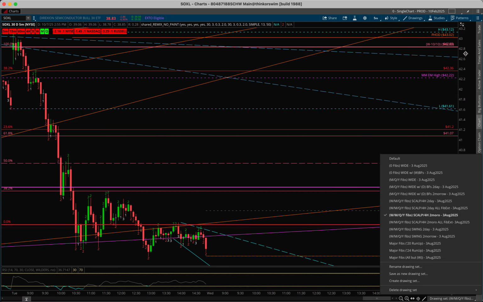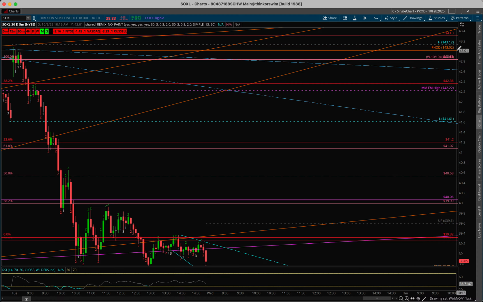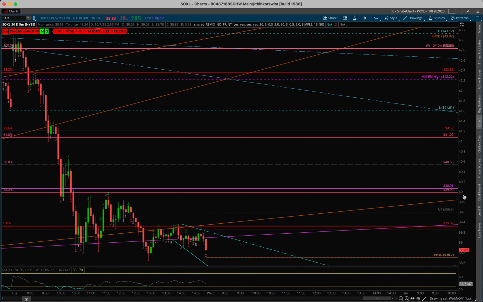Yeah, so we've got the previous high a day up here at 43.02. Overnight high is not 43.12, I just haven't moved it yet. It's going to be different by the time the market opens tomorrow. Overnight low 41.61, same thing, that'll be in a different place. But we do have previous low a day here at 38.70.